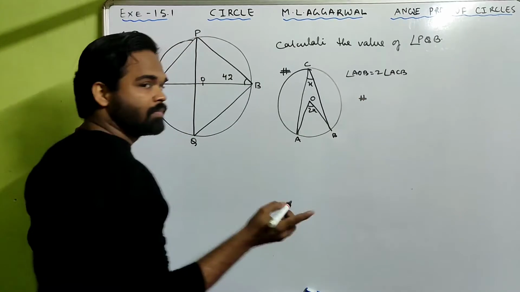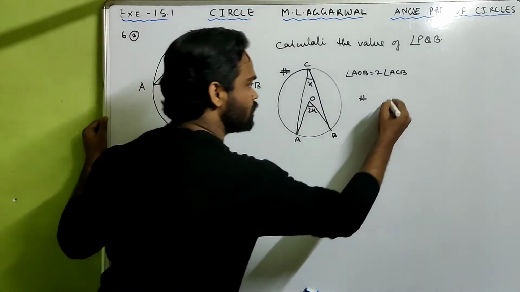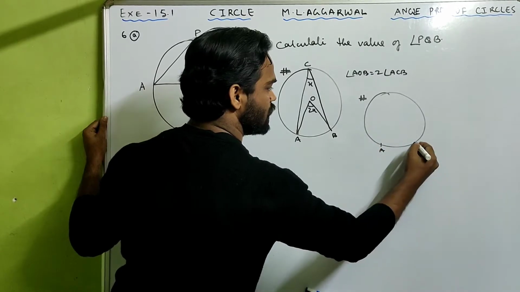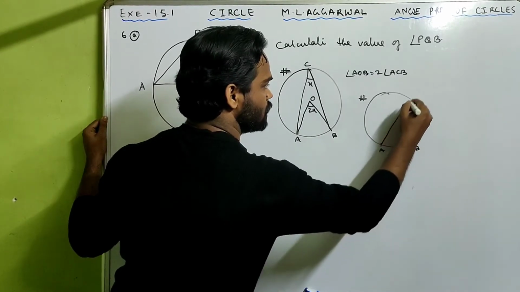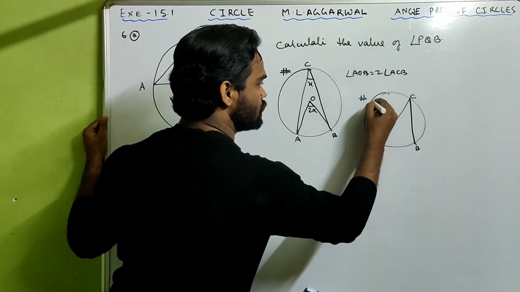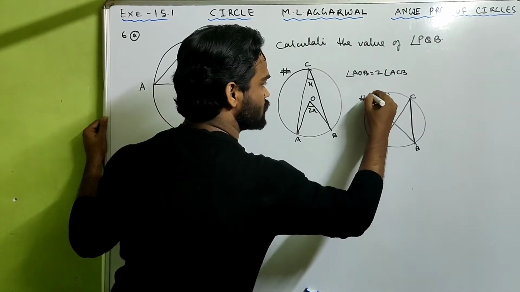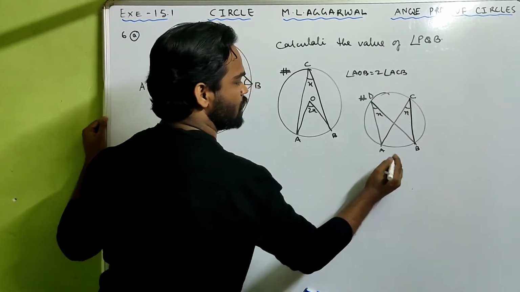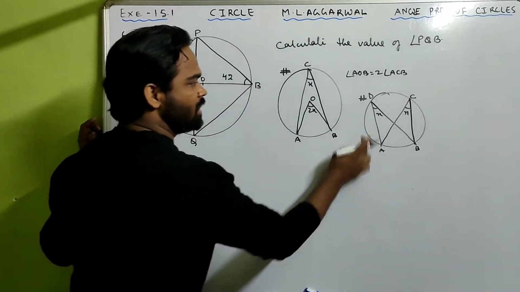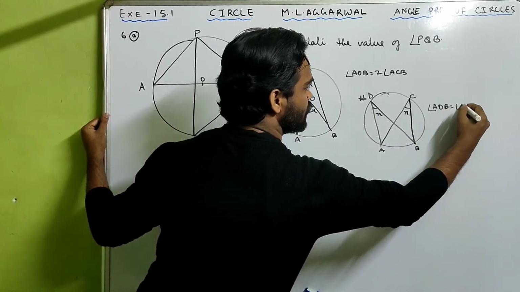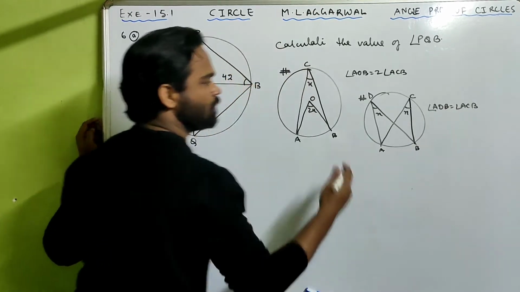Then we did angles in the same segment are equal, which means if suppose this is a circle, you take AB as an arc, and from here you make angle ACB and you make another angle, suppose ADB. Then since the segment is the same, angle ADB is equal to angle ACB, angle in the same segment.